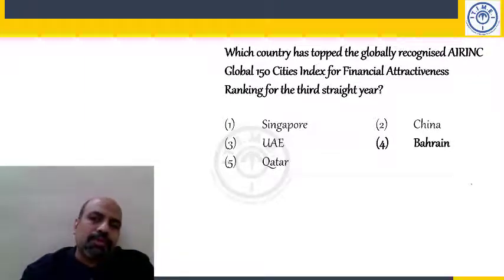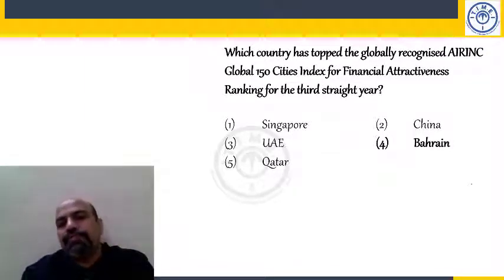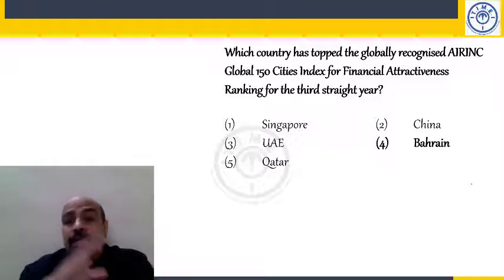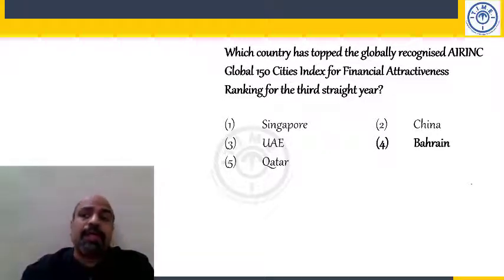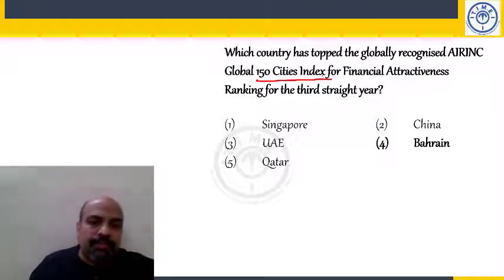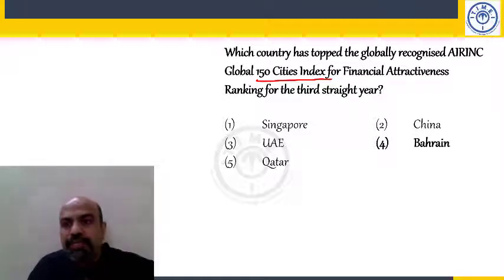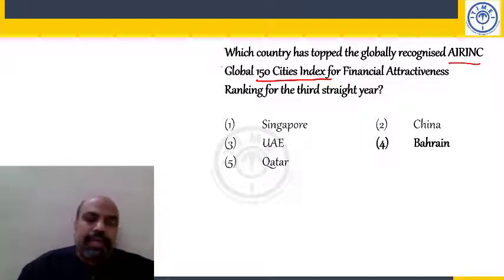Which country has topped the globally recognized AIR INC Global 150 Cities Index for financial attractiveness ranking for the third straight year? So we are talking of countries, not cities. Bahrain is a country, but that is not important. We look at cities because it's a cities index. Okay, so let's write. First write what the index measures: AIR INC Global 150 Cities Index. Write the name of the index. Underline that first point.